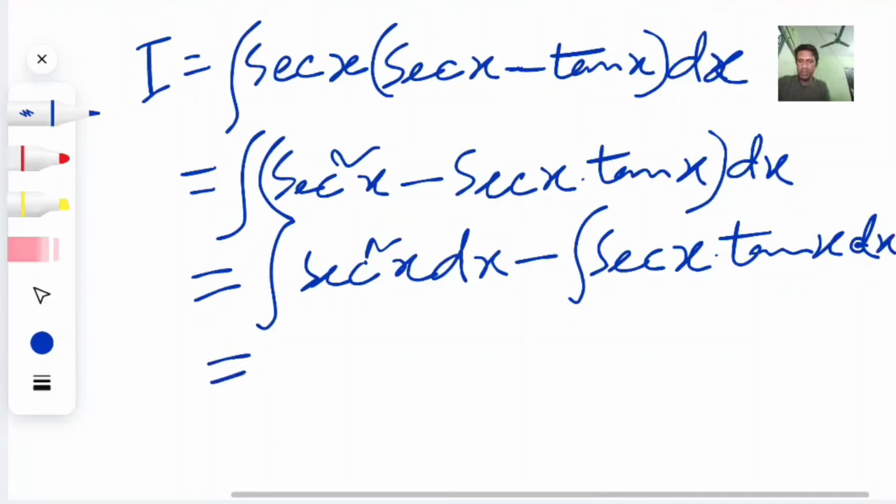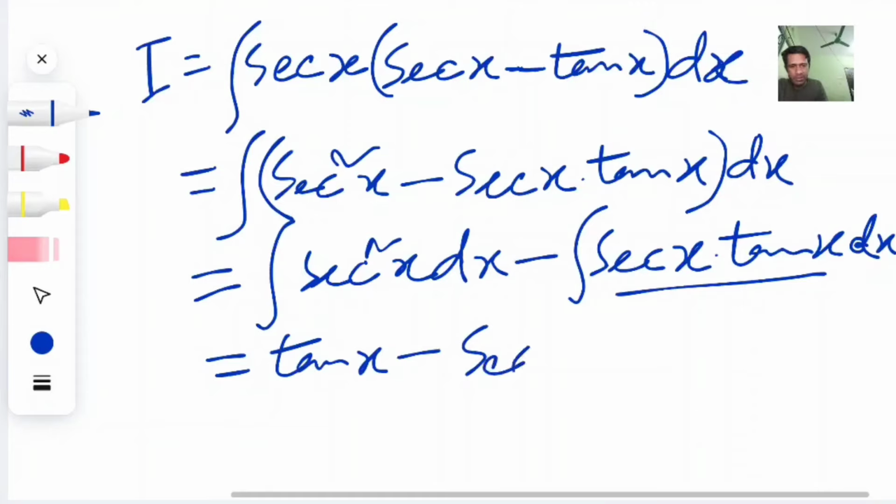If we do the integration of sec square x dx, then we will get tan x. Minus, if we do the integration of sec x into tan x, then we will get sec x. So tan x minus sec x plus c.